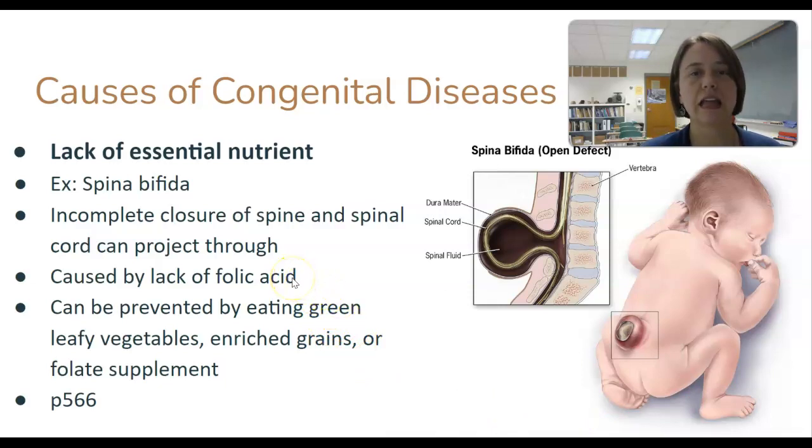Well, since it's caused by a lack of folic acid, by eating things with folic acid in them. Green leafy vegetables, enriched grains, or folic acid or folate supplements. And this is something that happens very early on during pregnancy, perhaps even before a person knows they are pregnant. So if you are a woman of childbearing age, it's a good idea just to maybe take a folic acid supplement.